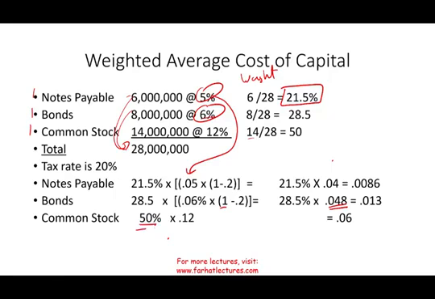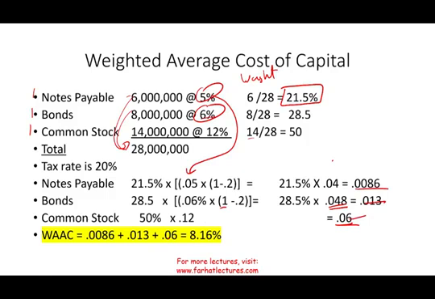Now for the stocks, you don't get a tax deduction. You have 50% coming from the stocks multiplied by 12%. Notice you don't have any tax deduction, because when you pay a dividend, you don't get a tax deduction. Dividend is not an expense, therefore it's 0.06. Now you add up all of them, and your weighted average cost of capital is 8.16%. So this way, managers don't receive a required rate of return that's arbitrary. We use the WACC, and the WACC is based on our actual financing, which is 8.16%.